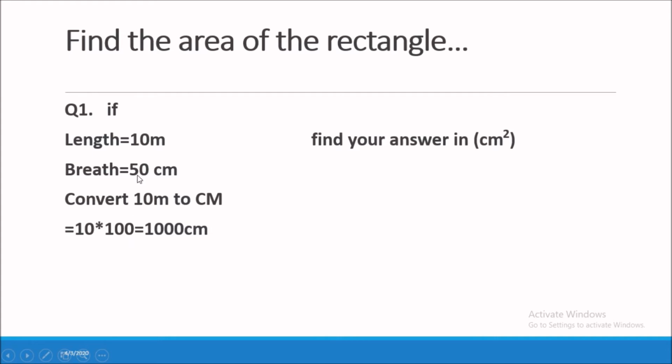Because we have to first find a unit, meaning 1 meter is equal to how many centimeters. So 1 meter equals 100 centimeters. That's why we will multiply 10 by 100. So we got 1000 centimeter. So the area will be 50 multiplied by 1000. So we got 50,000 centimeters square. That is the area of the given question.